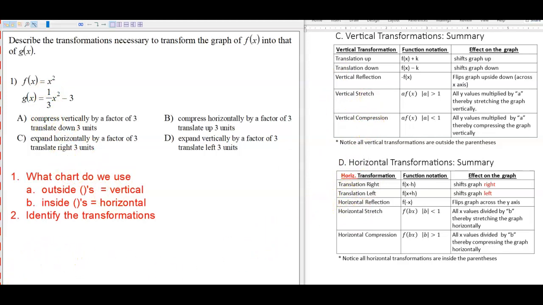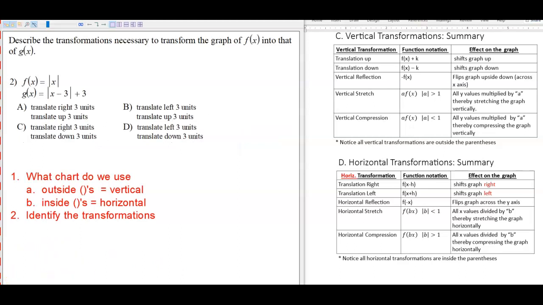Let's take a look at a second example. All right, so for number 2, the original function is just the absolute value of x. Those two absolute value bars with the x, that's original. We have 2 new things, though. I've got a -3 here on the inside of the brackets, and then I have a +3 here on the outside of the brackets. So let's see if we can identify what these are.